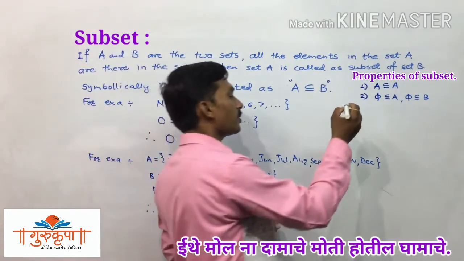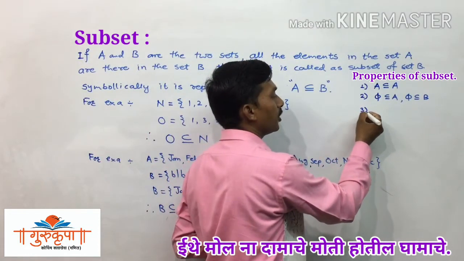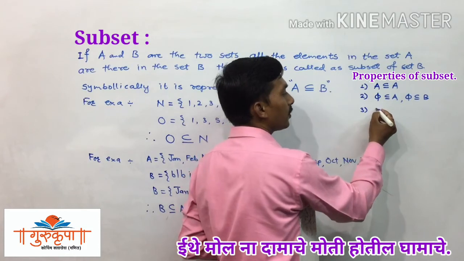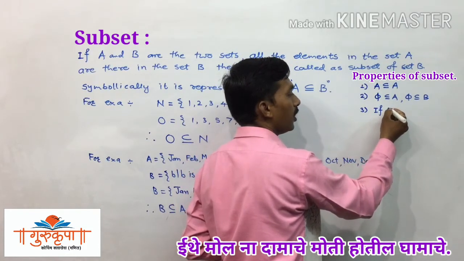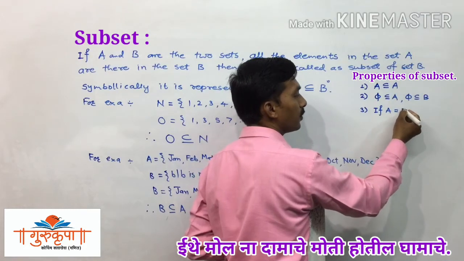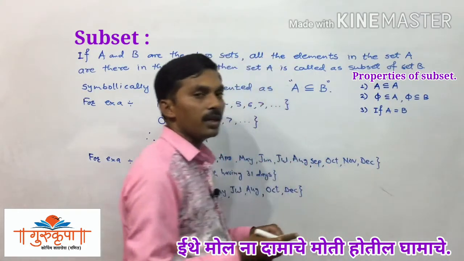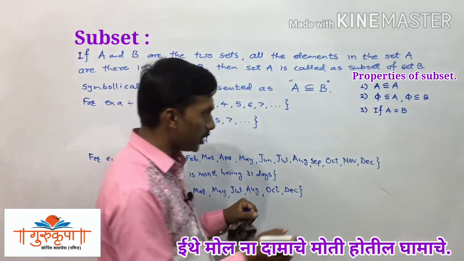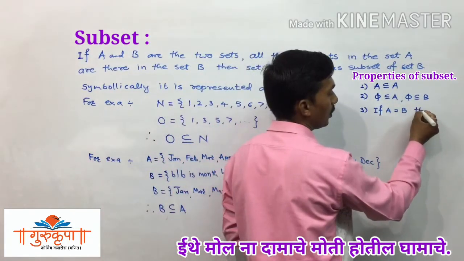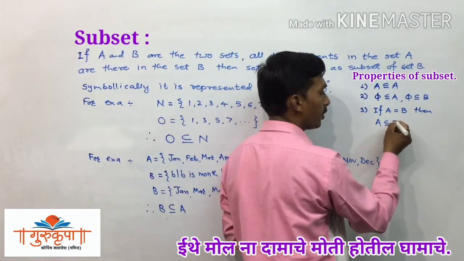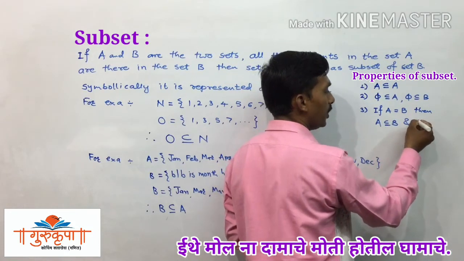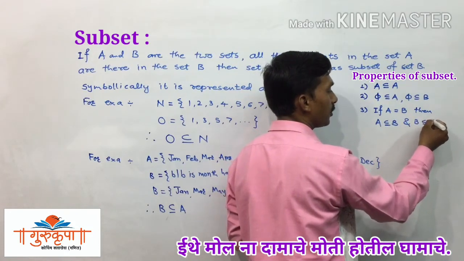Then we have third property. If A is equal to B, then A is subset of B and B is also subset of A.